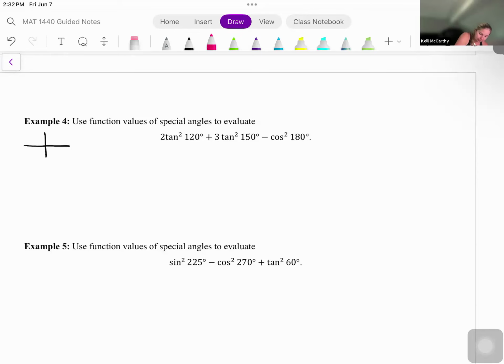120 degrees, here's 90, 120 is going to terminate in that second quadrant. And there's our reference angle. In this case, if theta is 120 degrees, our reference angle is going to be 180 minus 120, or 60 degrees. So we can use that row for 60 degrees for trig function values to evaluate something that is measured at 120 degrees.